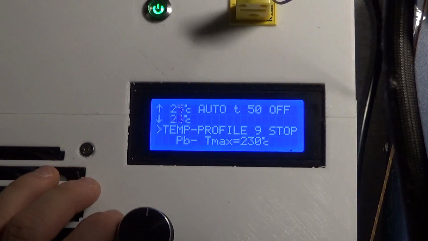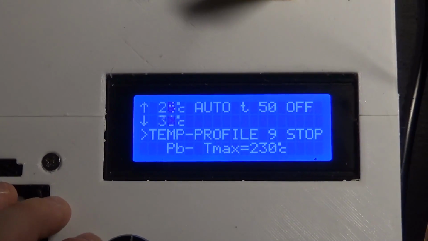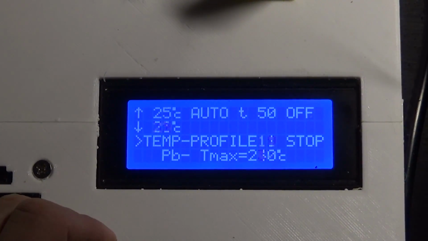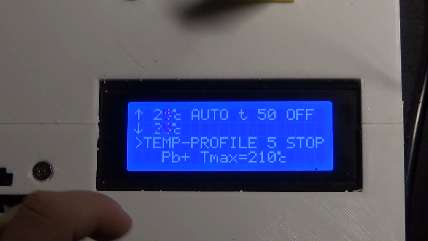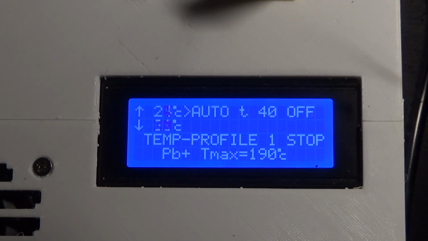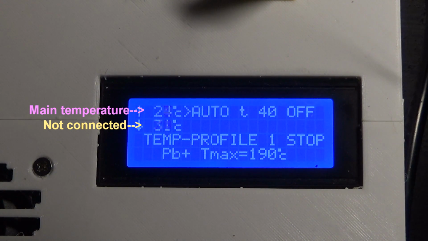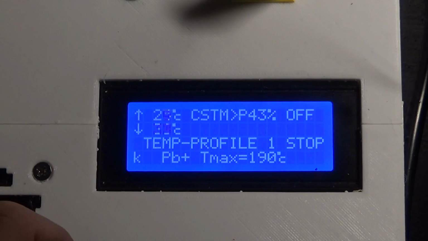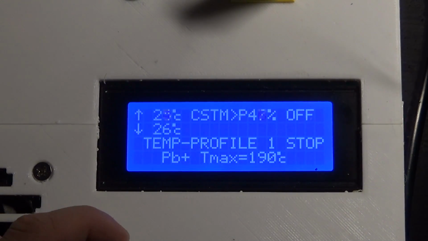Okay, so here is the interface, and it's fairly simple. It has a few basic functions here. But first of all, you can see the two temperature readings, and at the moment I'm only using one sensor. But I've designed the PCBs in a way that the second sensor could be added later. And this is useful if you would like to measure temperatures at both sides of the chip, for example.